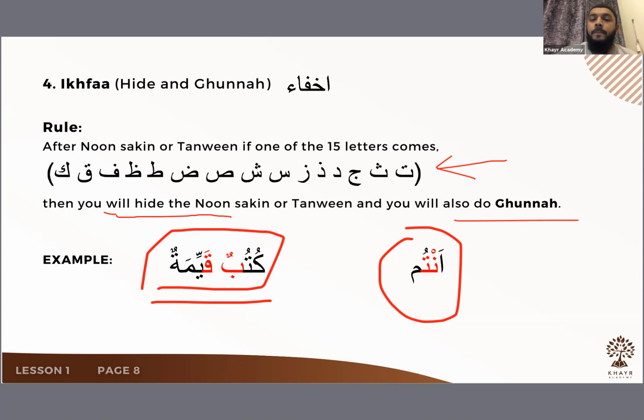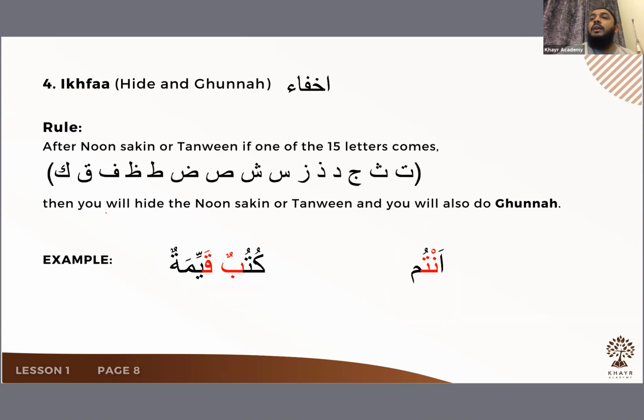Another easy way to understand this rule is that it's in between Idgham and Izhar. In Izhar, we read the Nun clear, fully, clear and fast. In Idgham, we completely ignore it. But Ikhfa is in between. We read it, but we don't read the Nun clearly. We hide the Nun and read the sound. Am I clear? Yeah. Okay.